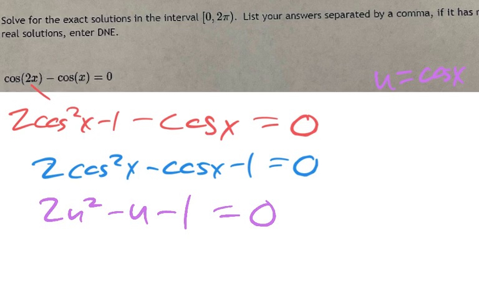A times c method is negative 2. What multiplies to be negative 2 but combined is negative 1? Negative 2 and 1. I'm going to write this as minus 2u plus 1u minus 1.